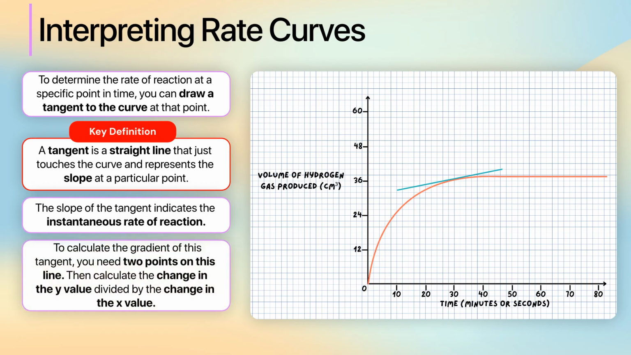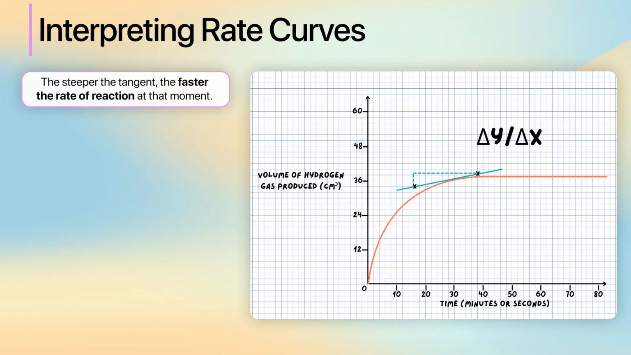To calculate the gradient of this tangent, you need 2 points on this line. The gradient is given by the change in the y value, quantity of product formed or reactant used up, divided by the change in the x value, time. Mathematically, this is often expressed as the change in y divided by the change in x.